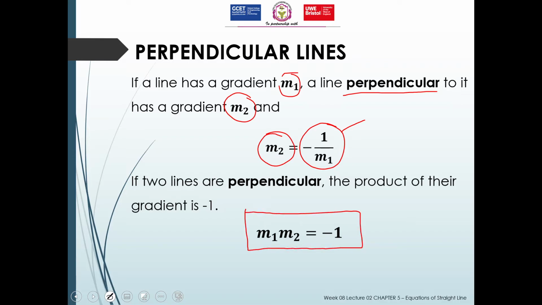So they are negative reciprocals of each other. You take the product. This is true only for perpendicular lines. So we say the two lines are perpendicular only if the product of their gradients is equal to negative 1.